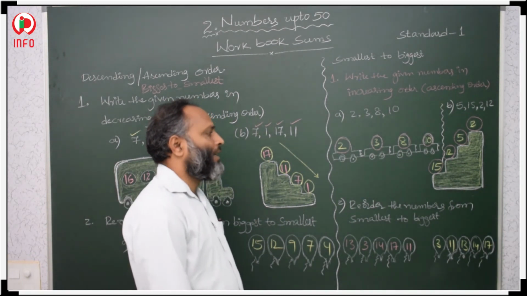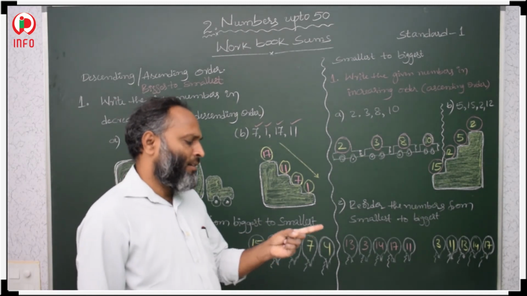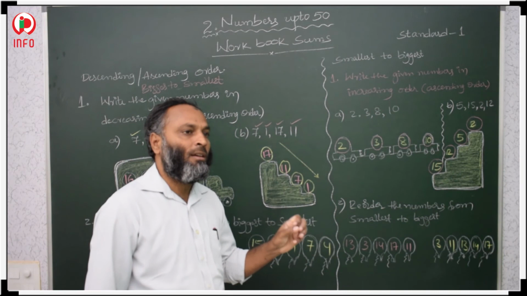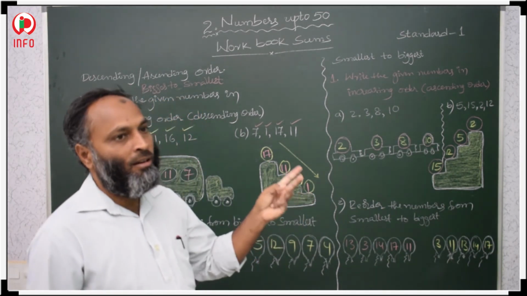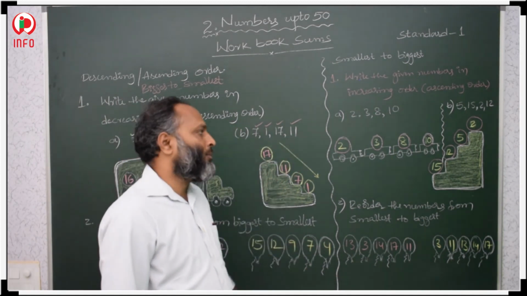Ascending order means increasing order. Descending order means decreasing order. Descending order, decreasing order, is from bigger to smaller, and we have the same way. Ascending order, increasing order, is from smaller to bigger. The method, whatever the wording is, is the same only. Okay.